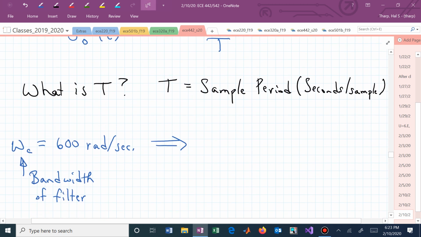We know our bandwidth. The bandwidth of the continuous time filter was 600 radians per second. That's where the pole was. S was minus 600. What did we say we wanted to do? What was our rule of thumb? Did we talk about a rule of thumb for sampling? If you say, I have this signal in the continuous time setting and it has a frequency of 600 radians per second, how did we say we were going to chop that up or sample that?